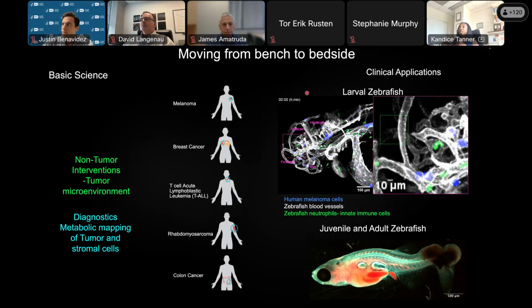I made a case to show you that this has already been done in the clinic for larval zebrafish. Dave has already talked about what has been done in the adult and juvenile fish. And for me, I make a case that these metabolic or multiplex imaging approaches can also be useful in understanding the mechanisms of why some tumors respond versus others.